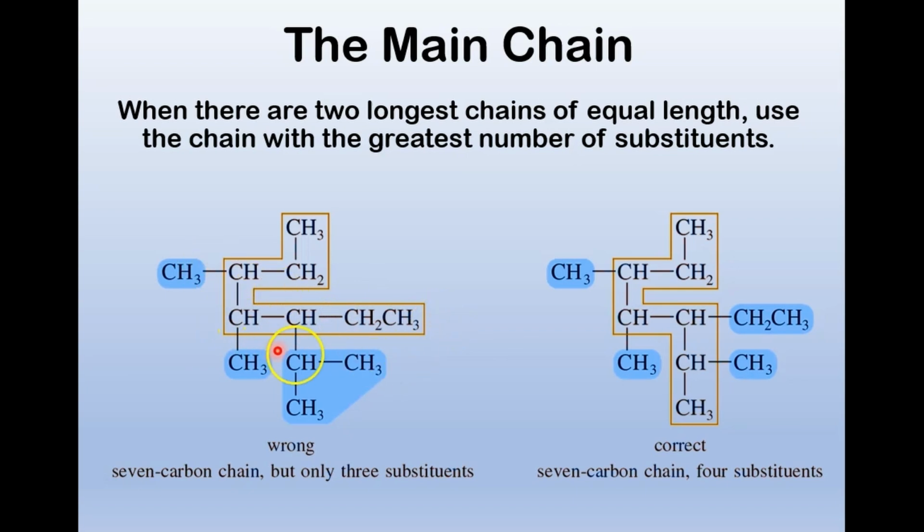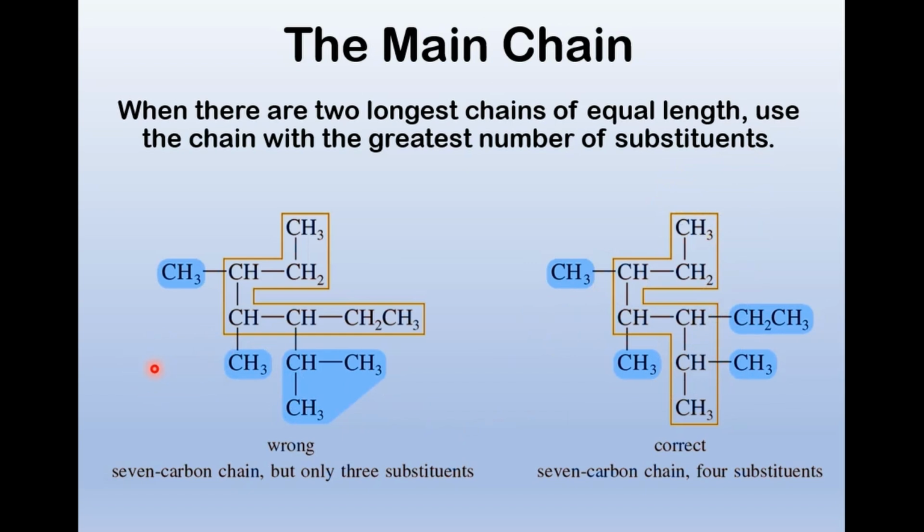All right, and then of course when I got 7 this way and that way, that was a bit redundant. So which do I want to use? If I look over here, I have a methyl and an isopropyl. When I go this way, I have a methyl and an ethyl. So I've got 1, 2, 3, 4 substituents there, and 1, 2, 3 substituents there. So it's a 7-carbon chain in each instance. One chain has 3 substituents, the other has 4. So we choose the one with 4 substituents.